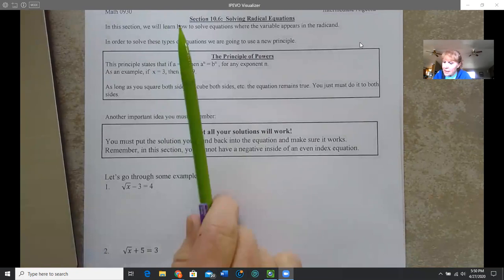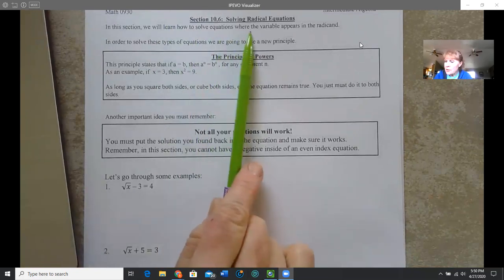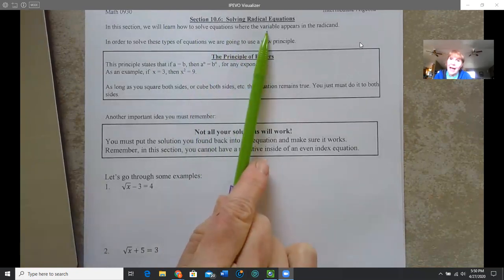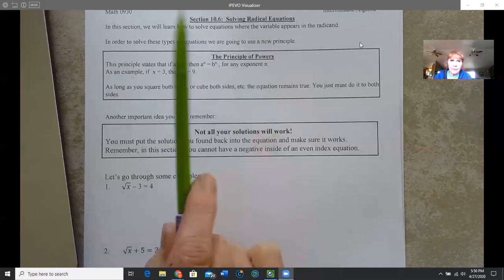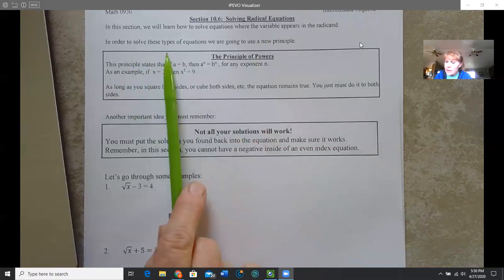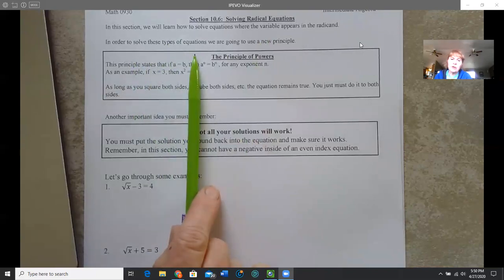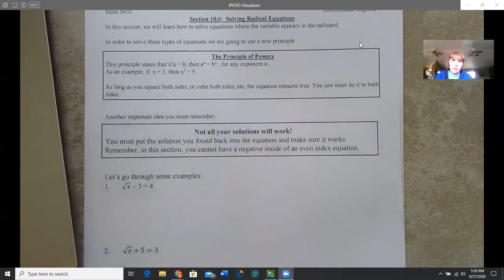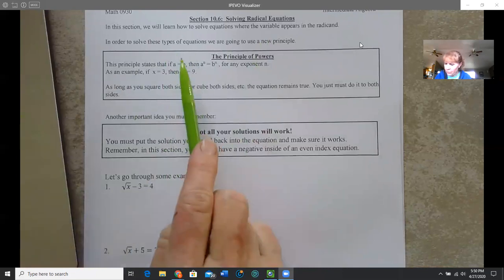And in this section, we'll learn how to solve equations where the variable appears in the radicand. So we've got an x inside the radical. Now, in order to solve these types of equations, there's a new principle we're going to use called the principle of powers. And it's actually pretty much the same thing that we've always done, but let's go ahead and go through it.